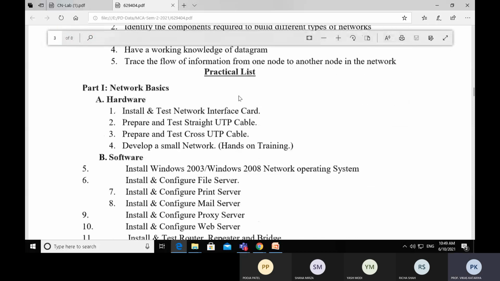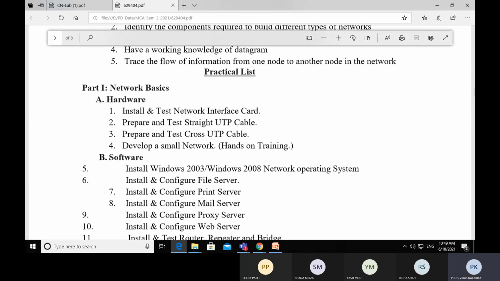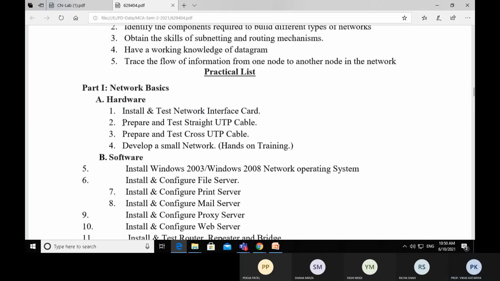So we have started our practical session. We are starting part 1, network basics. In the hardware section, we have already learned how to install and test a network interface card. Now we are taking the second topic: prepare and test straight unshielded twisted pair cable, and prepare and test cross unshielded twisted pair cable.